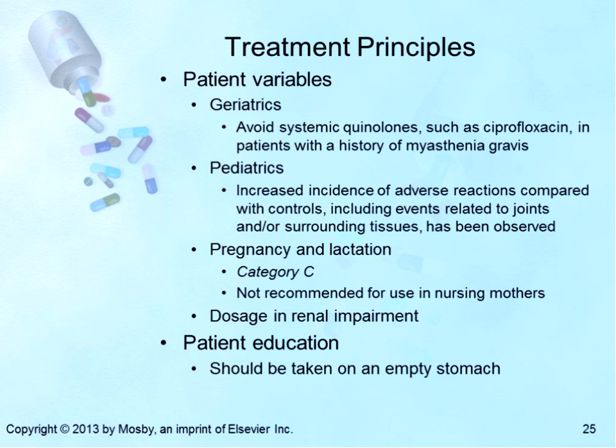Systemic quinolones, such as ciprofloxacin, should be avoided in patients with a history of myasthenia gravis. Quinolones may exacerbate the signs of the disease and lead to life-threatening weakness of the respiratory muscles. Serious post-marketing events, such as deaths and the requirement for ventilatory support, have been associated with quinolones in patients with this disease.